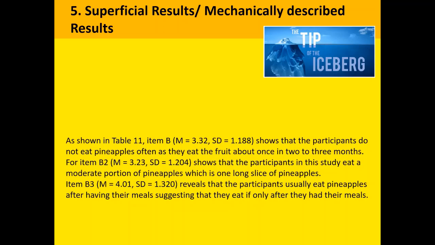Item B2, mean standard deviation shows that the participants in this study eat a moderate portion of pineapples, which is 1 long slice of pineapple. Item B3, so it goes on. This is what I call mechanical reporting. This is written by someone who doesn't understand the results. Don't see anything, just keep reporting from the table, B1, B2, B3, and continue. Mechanical reporting is not good.